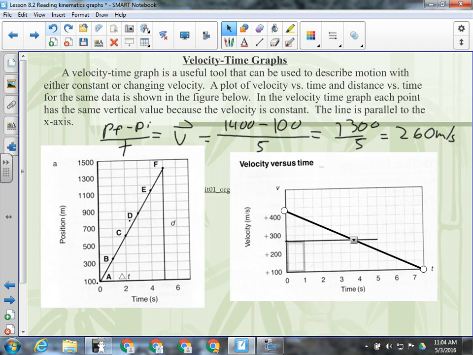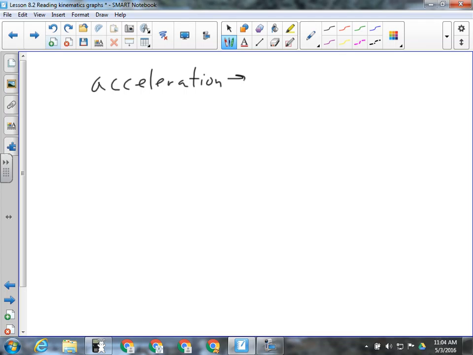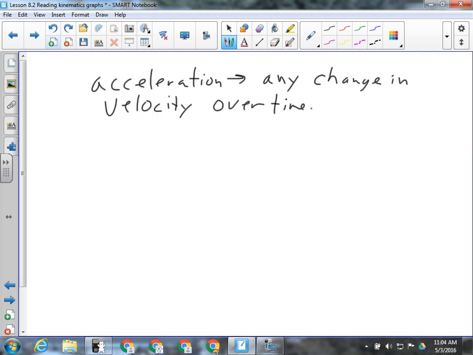All right. Something we haven't talked about yet is acceleration. We'll be getting to that after we talk about graphs. But what acceleration really is, is any change in velocity over time. You might want to write that down. Acceleration is any change in velocity over time.